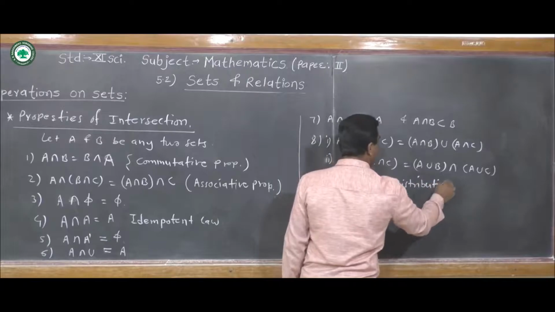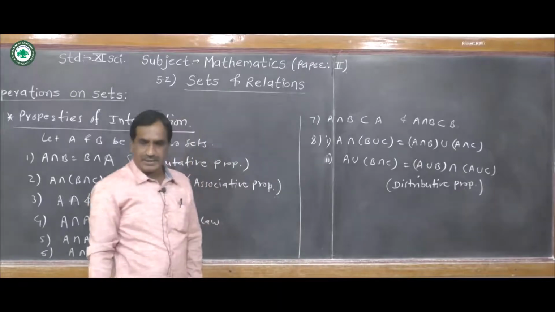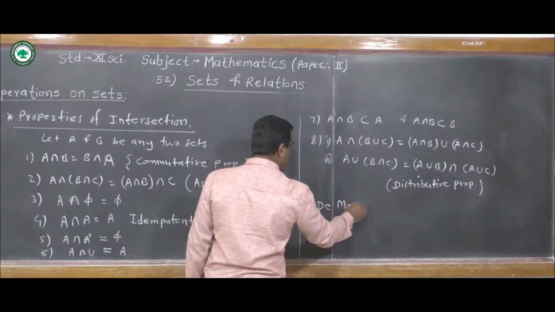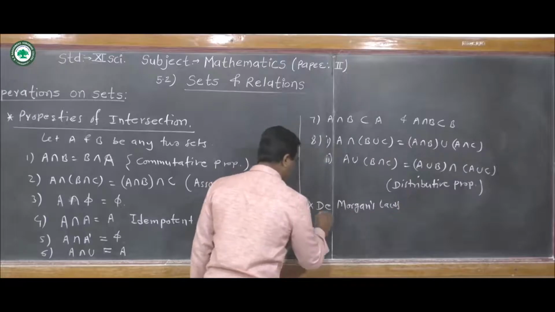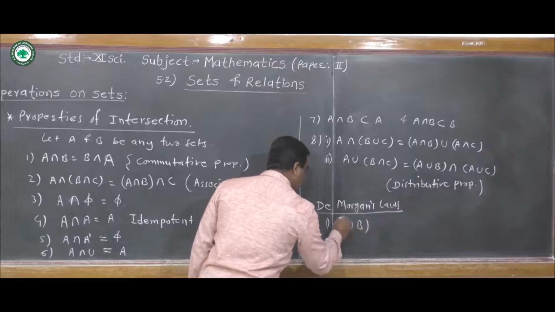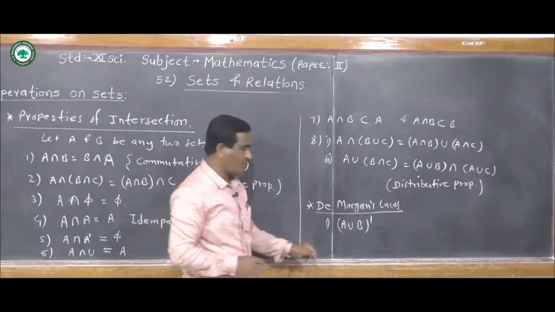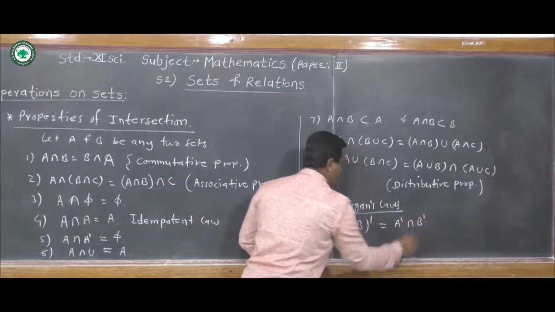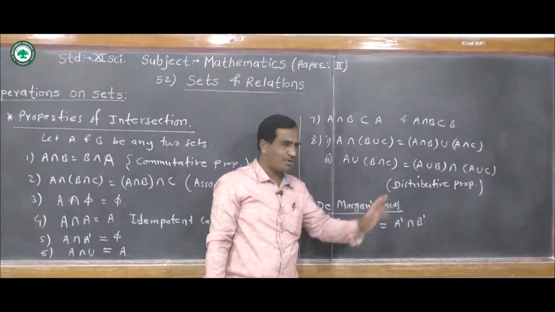Okay. Now next is De Morgan's laws. The first law is (A union B) dash, that is the complement of A union B, is equal to A dash intersection B dash, that is complement of A intersection complement of B.